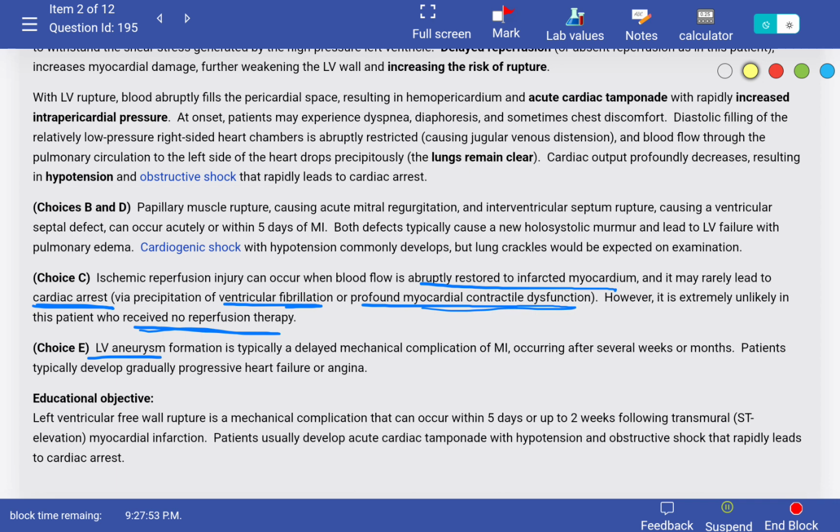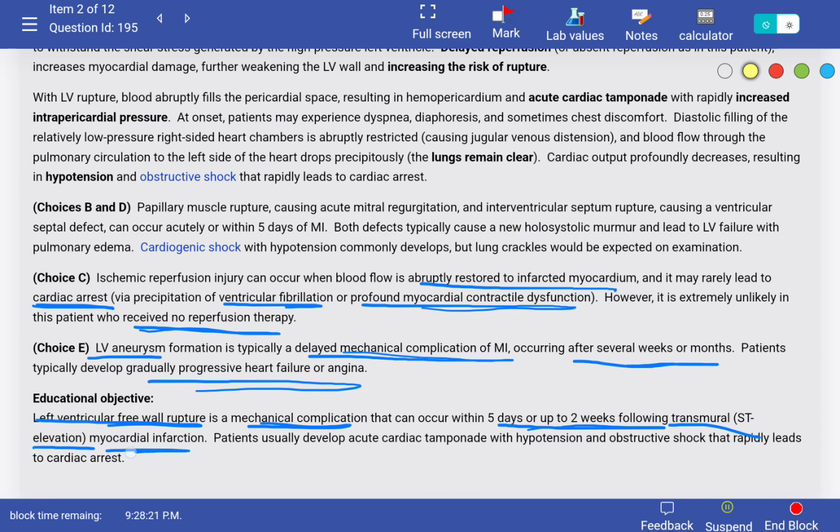Left ventricular aneurysm formation is typically a delayed mechanical complication of MI occurring after several weeks or months. Patients typically develop gradually progressive heart failure or angina. So the left ventricular free wall rupture is a mechanical complication that can occur within 5 days or up to 2 weeks following transmural, that is ST elevation, myocardial infarction. Patients usually develop acute cardiac tamponade with hypotension and obstructive shock that rapidly leads to cardiac arrest.